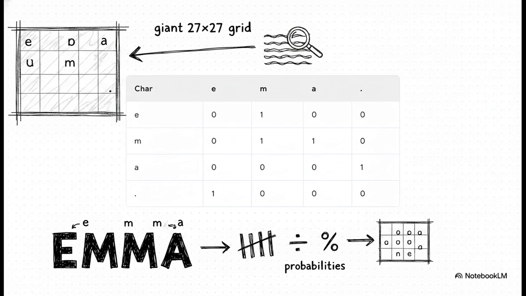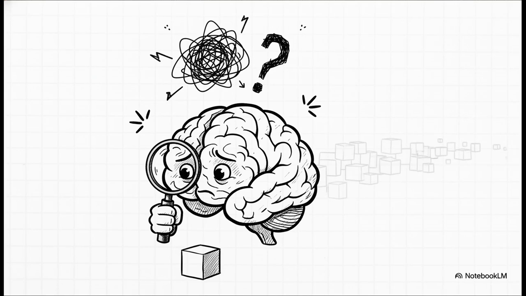Then, we literally just count how many times one character follows another in our dataset. Take the name Emma, for example. The model notes that M follows E once, M follows M once, and A follows M once. We just tally these up across all 32,000 names, normalize those counts into percentages, and boom, we've got ourselves a table of probabilities.